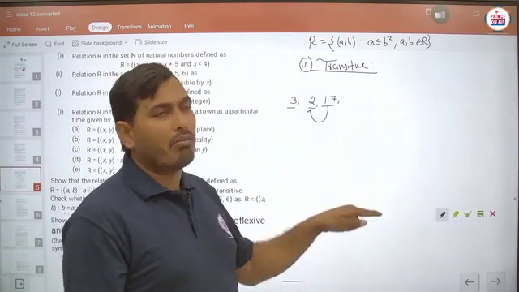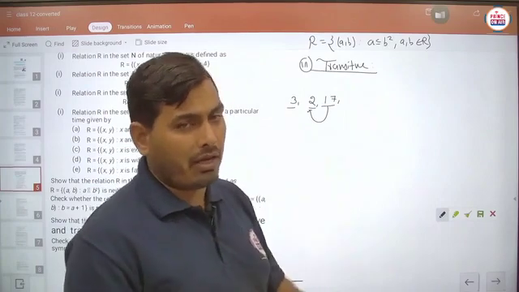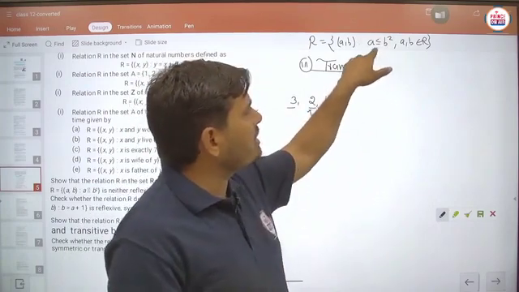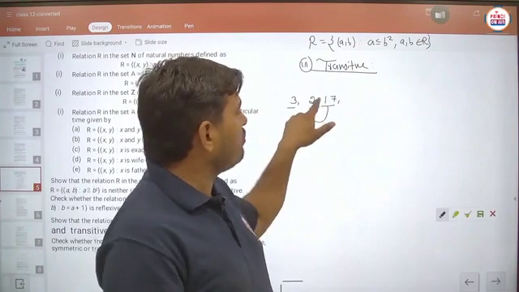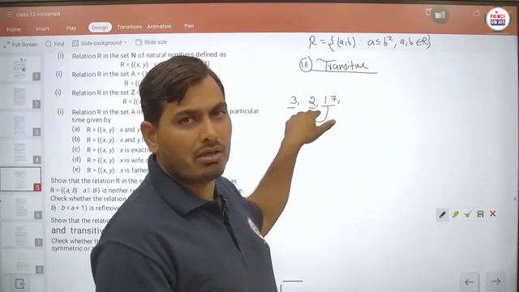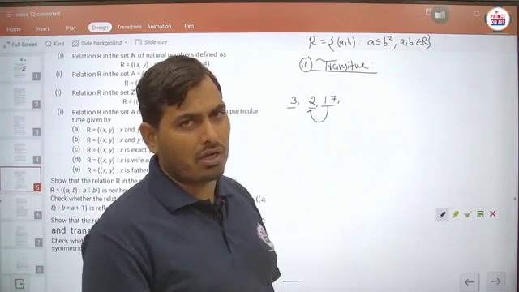Now the third number will be taken as per the given relation. Here the squaring part is to be there, so the square of this number will be larger than that number and smaller than this number. Is it to be clear?